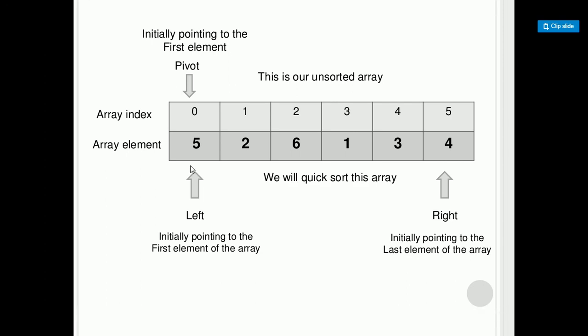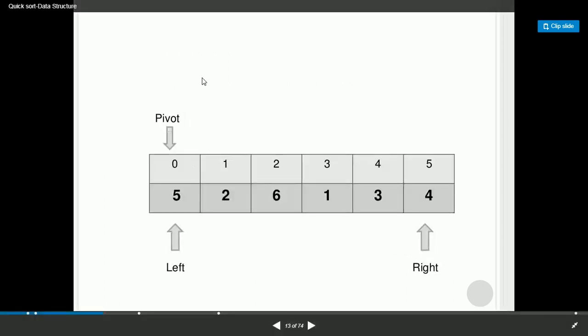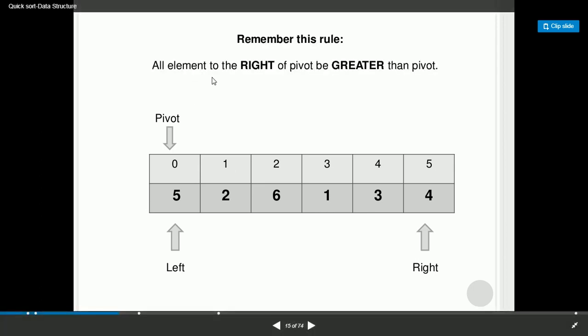We will sort the array using quick sort. So here we can see this is the left end, this is the right end, this is the pivot point. Remember the rule: all the elements to the right of the pivot are greater than the pivot.